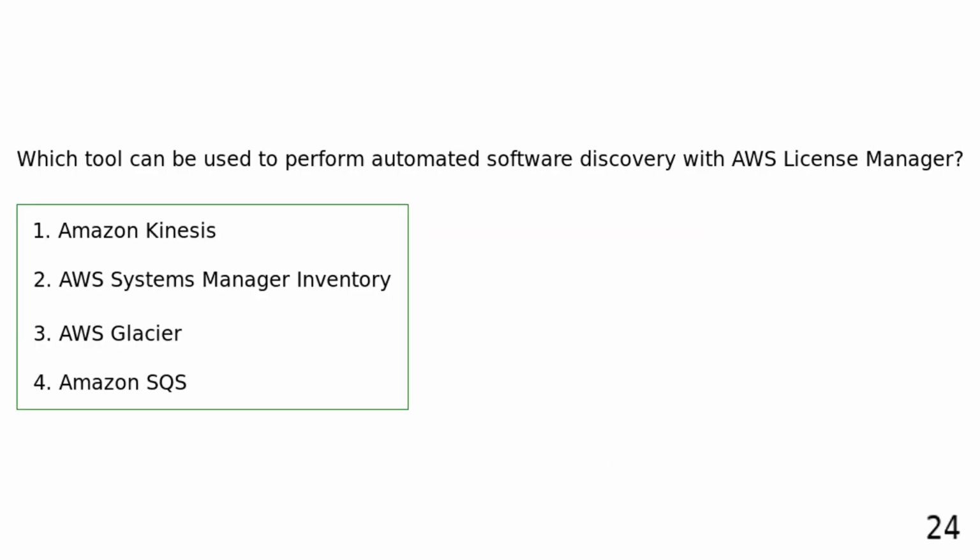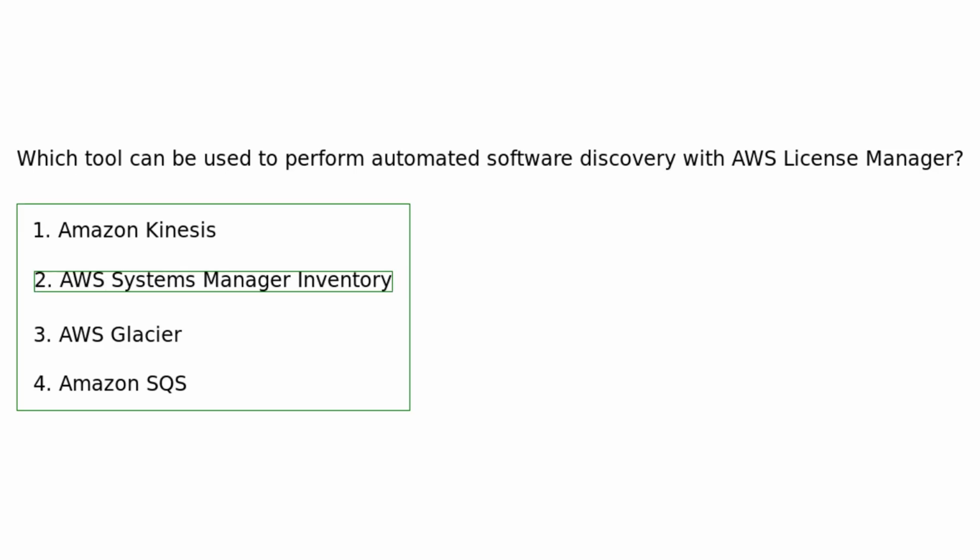Which tool can be used to perform automated software discovery with AWS License Manager? Amazon Kinesis. AWS Systems Manager Inventory. AWS Glacier. Amazon SQS. The AWS Systems Manager Inventory tool can be used to perform automated software discovery with AWS License Manager, helping organizations track software licenses and maintain compliance.